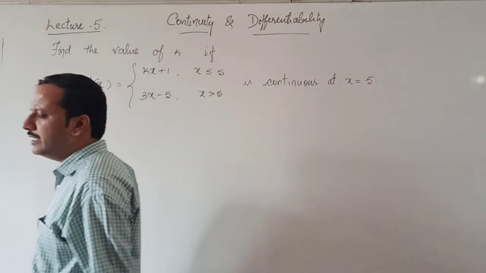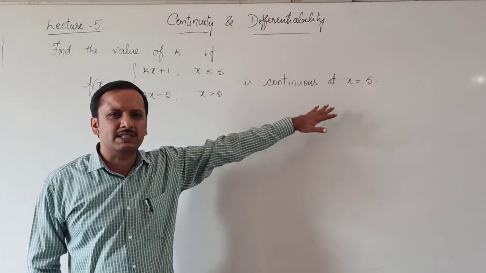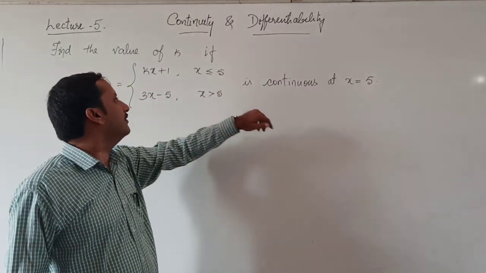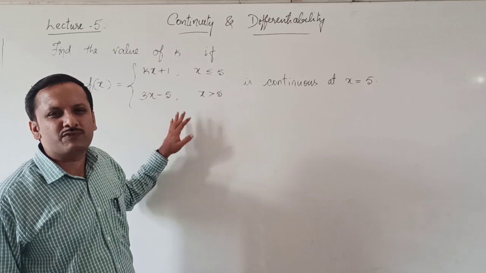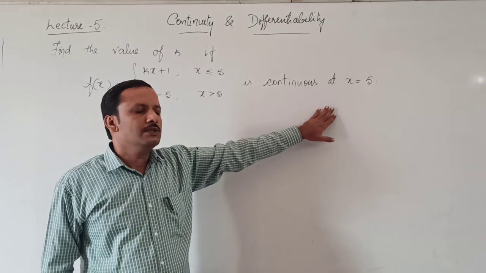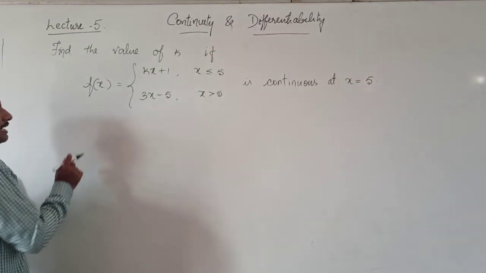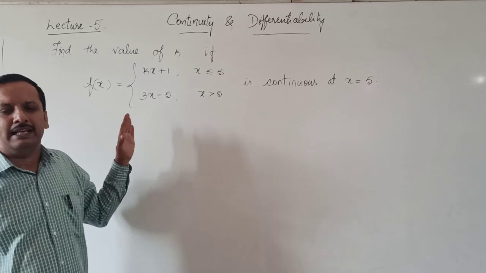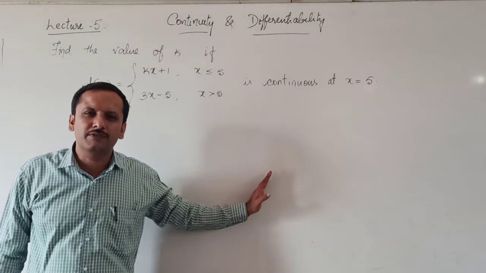See, here they have already given that this function is continuous at x equal to 5. By using that, we have to find out the value of k. So, if this function is continuous at x equal to 5, immediately we can say that left hand limit is equal to right hand limit is equal to the function value.